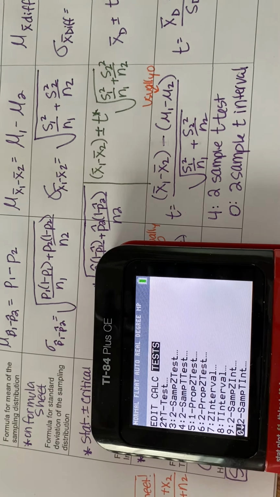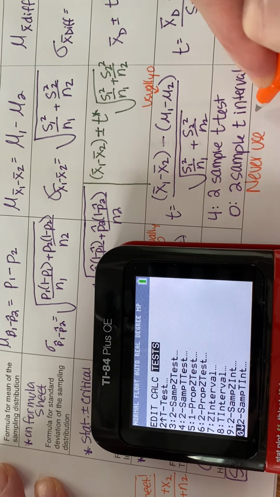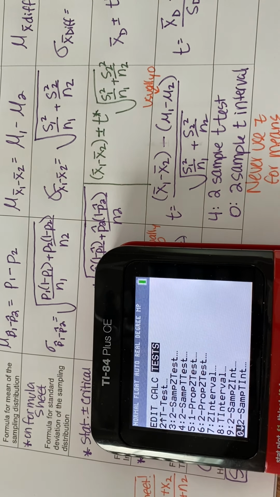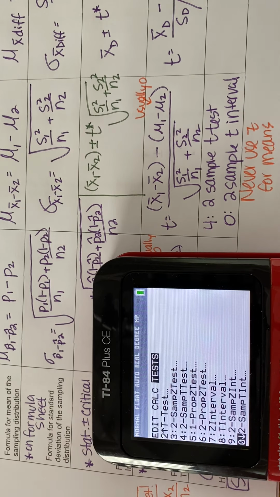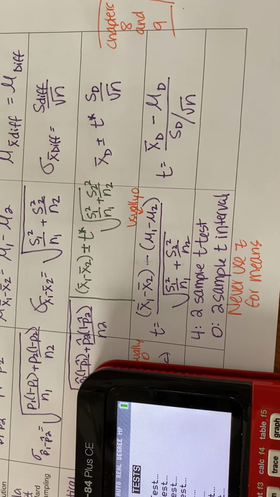Remember, we will never, ever use z for means, because if we use a z-test or a z-interval for means, that means we know the true population's parameters, which would negate the reason for having to run the test of inference. Those are only there to help you find sample sizes, and you will never run a test using a z for means, only for proportions.